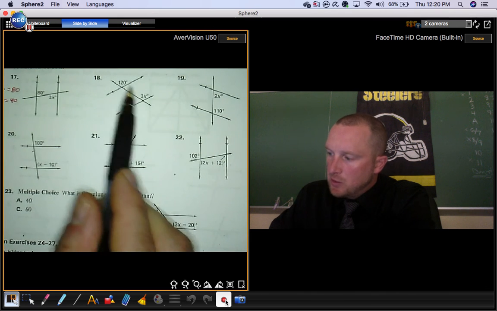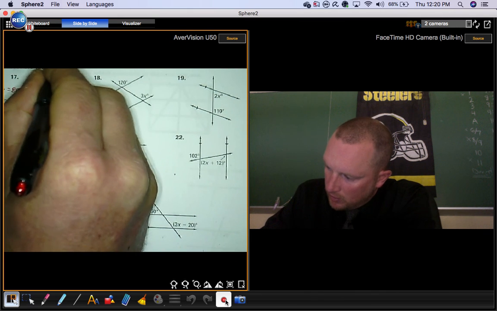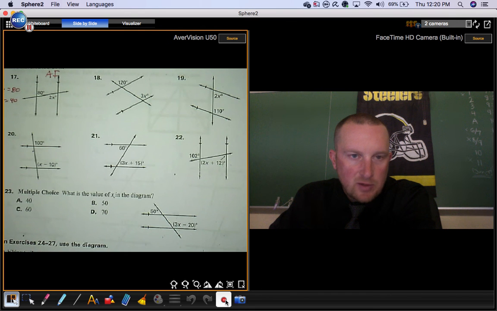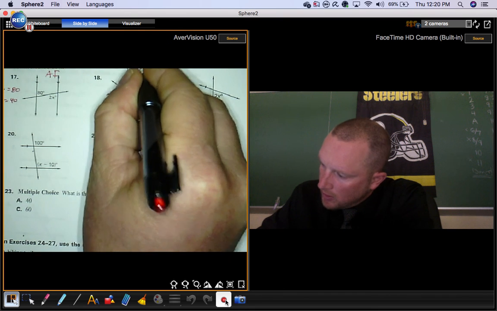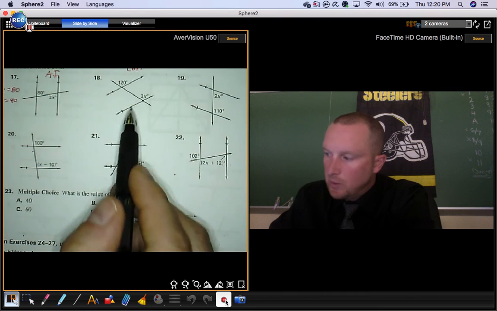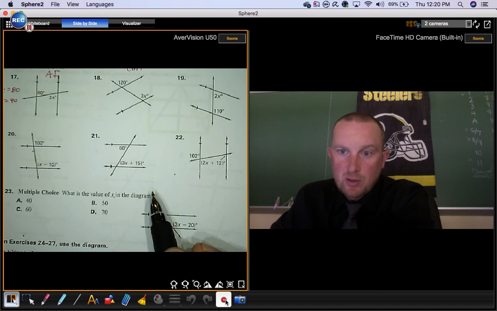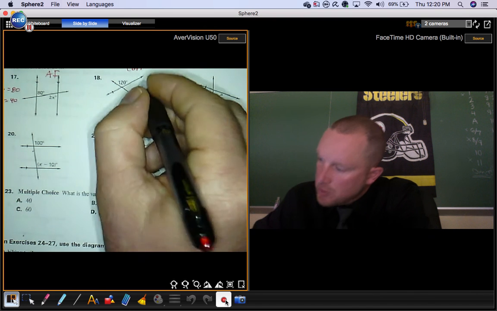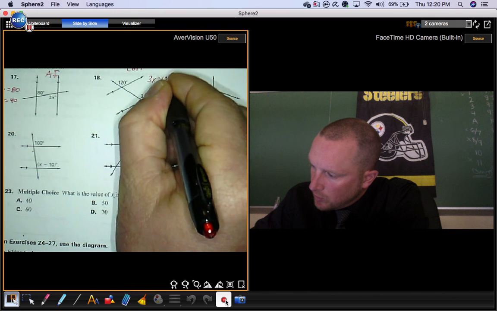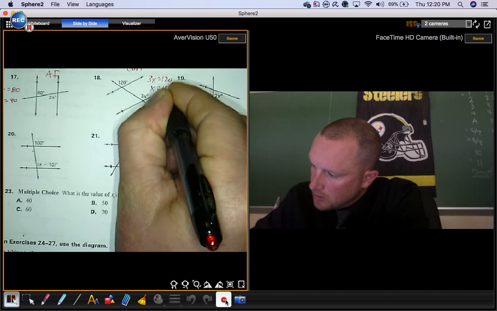Number 18, these are corresponding angles. So I'm going to write alternate interior here. If I could back up for a second. These are corresponding angles. We know when lines are parallel, corresponding angles are congruent. So that means their measures are equal. 3x equals 120, so x is 40.